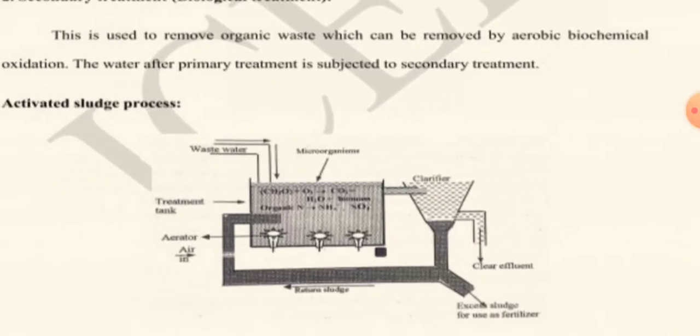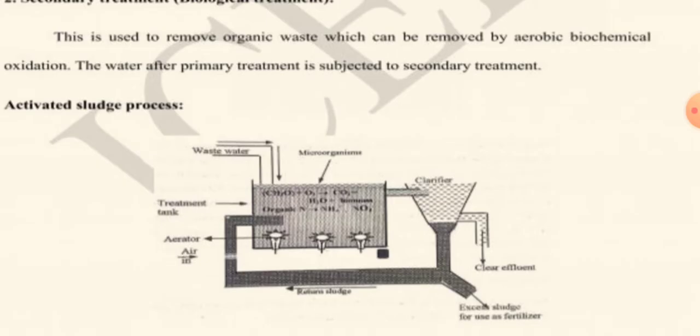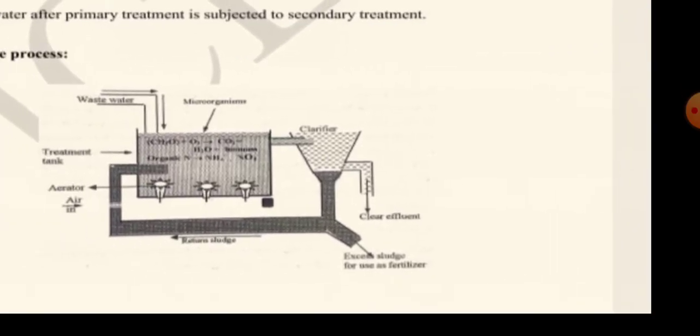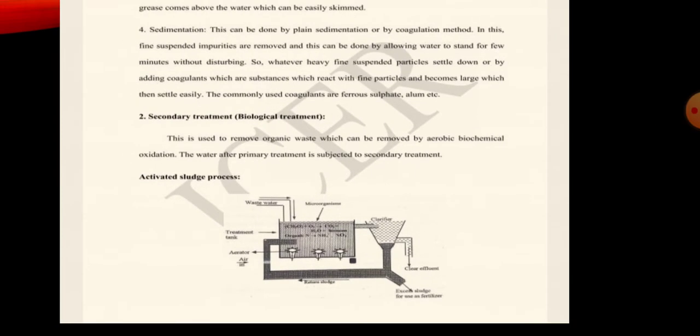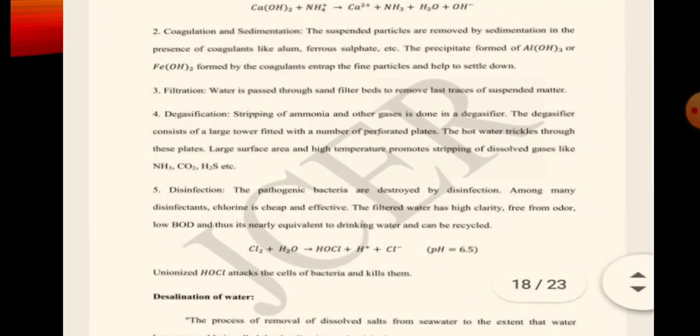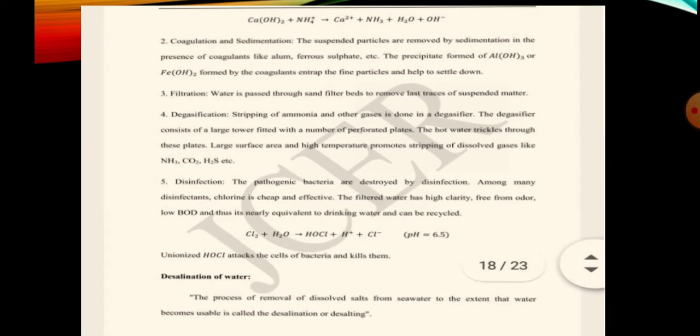The water enters from this one treatment tank, the accelerators. Okay, this is the water diagram, and it is the activated sludge process. Next, the reaction is given, that is Ca(OH)2 plus NH4OH. It gives this type of reaction.